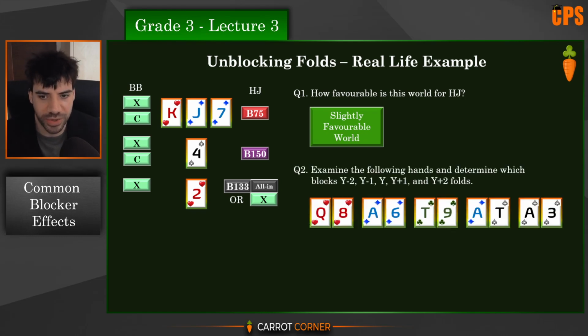Next up, I'd like you to examine the following hands with respect to their Y factor. If you want, you can think a little bit about X factor in some of these cases as well.